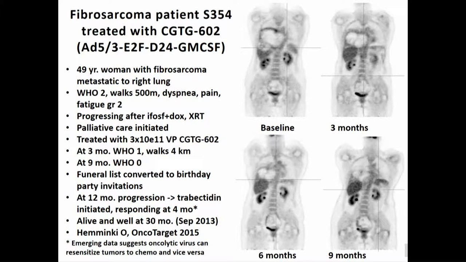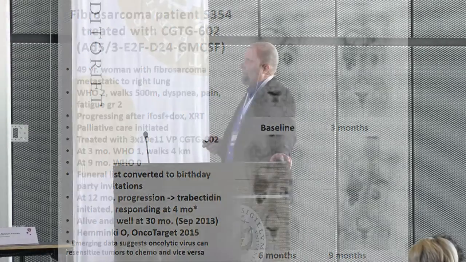At 3 months, she was already able to walk 4 kilometers. She didn't have to rest in bed during the daytime. And you can see the tumor getting smaller, still getting smaller. And then at 9 months, these are now in complete metabolic response, and she was symptom-free at 9 months. She told her story in some magazine, so I can share it here, that she had made a funeral list. She wanted to decide who would attend her funeral, but because of the treatment, she was now able to use the list, but this time to invite people to her 50-year-old birthday party.